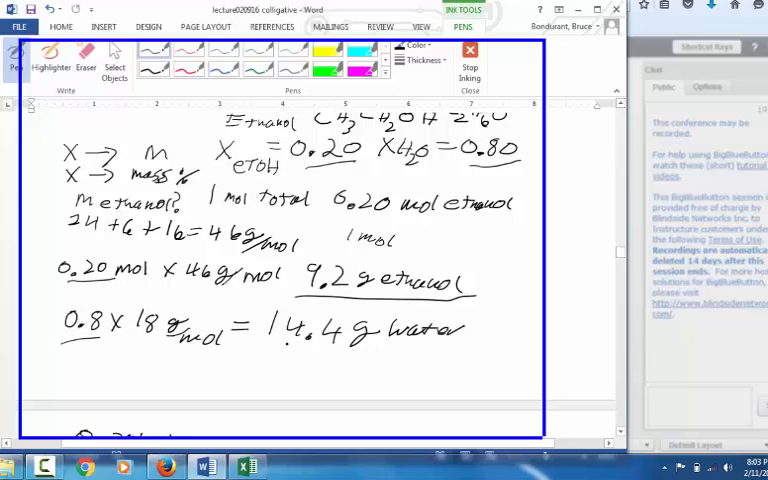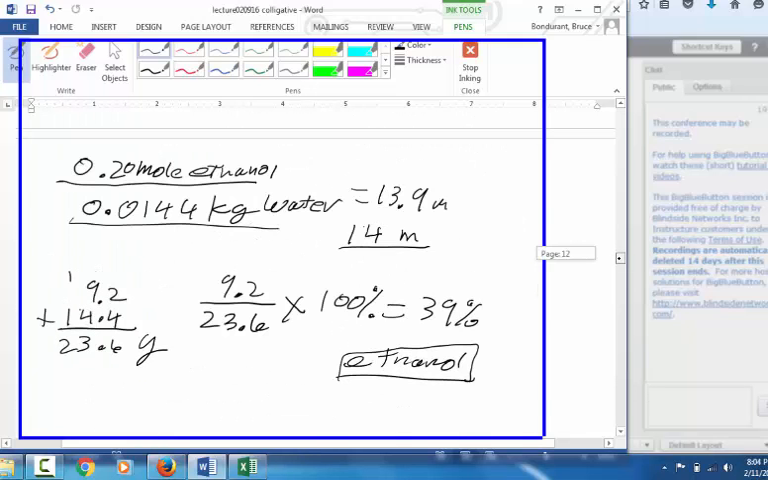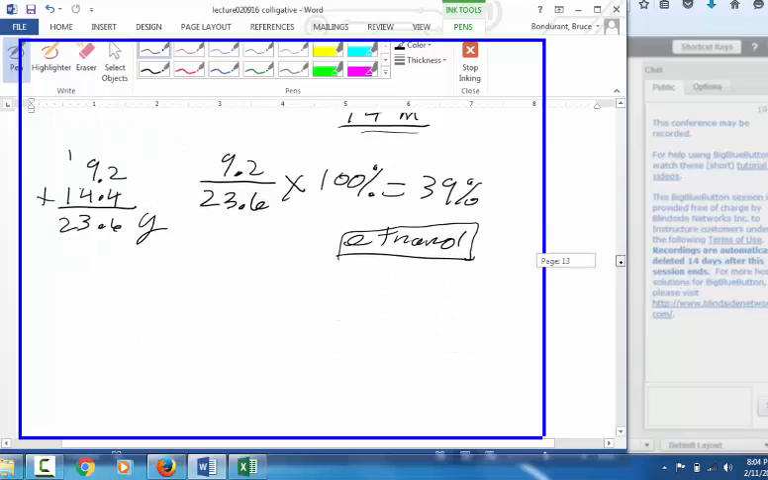Use molar mass to convert into grams. Really, for the molality, you only need to convert the water into grams. And then you take the moles of ethanol over the water in kilograms by dividing by 1,000 from 14.4 grams. So now you have the moles over kilograms water, which is the definition of molality, and that gives me 13.9 molal, or roughly to 2 sig figs 14 molal.